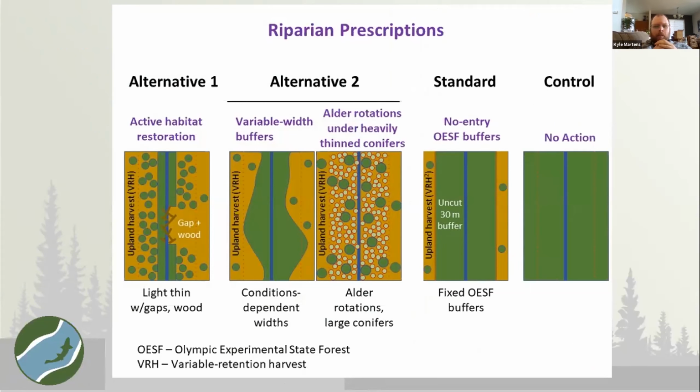So now that we've got some background, these are the strategies and the prescriptions that we're proposing for riparian treatments. Alternative 1 is our active habitat restoration treatment. We just have one prescription within the strategy. Alternative 2, we have 2 prescriptions. So we have the variable width buffer and the alder rotations prescriptions under this strategy, where the alder rotations will be done in the lowest tributary of this watershed. And then the variable width buffers will be done in the remaining upper portions of this watershed. We do have our standard OSF buffers and then a no action control.